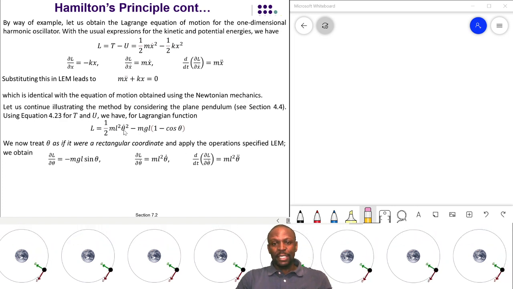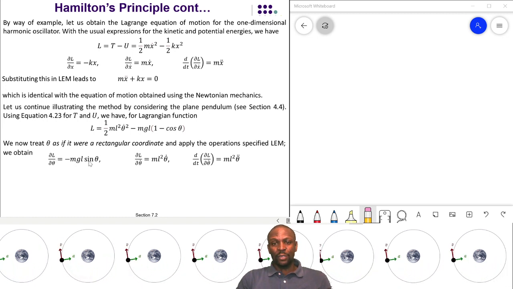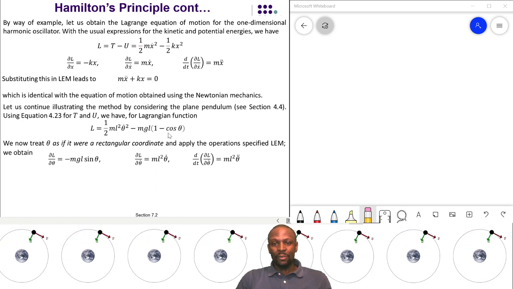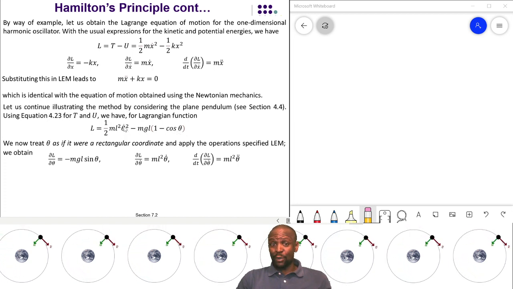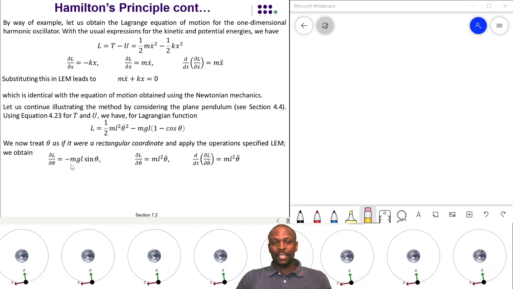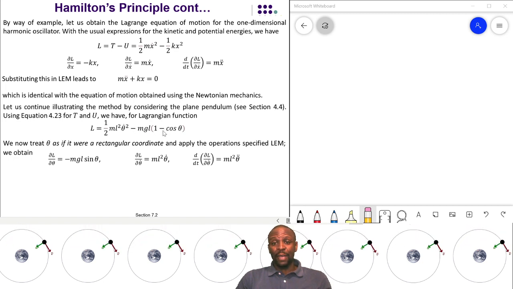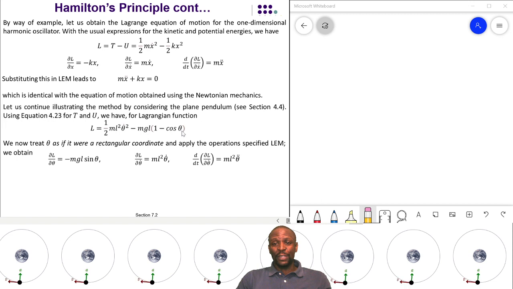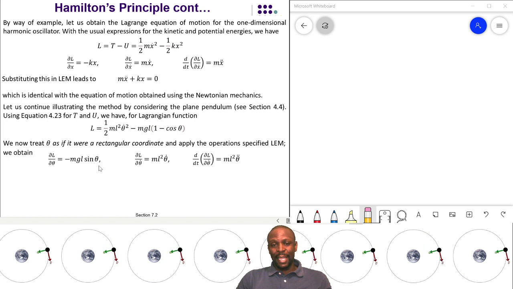Now, in that case, because this depends on theta, we are just going to be doing the differentiation of the Lagrangian with respect to theta. This is what you are going to have, because the only term that will be taken into account is this term here, because it's got theta. That other term has theta dot, and theta dot is not the same as theta, of course. Now, in that case, this is what you are going to have. You differentiate that, and this minus multiplied by minus is just going to give us a positive mgl cosine of theta. But now, if you differentiate that, that will give us minus mgl sine of theta.